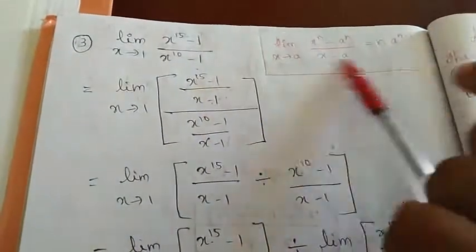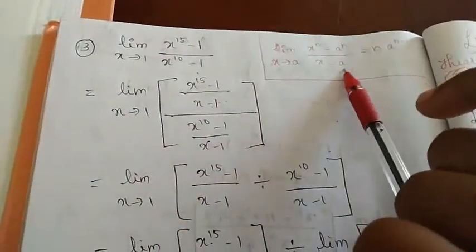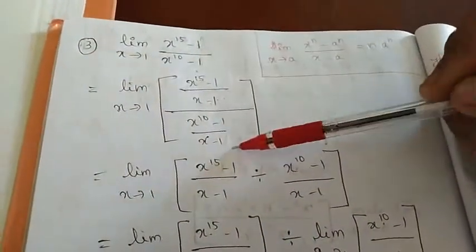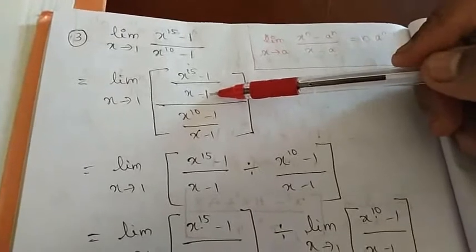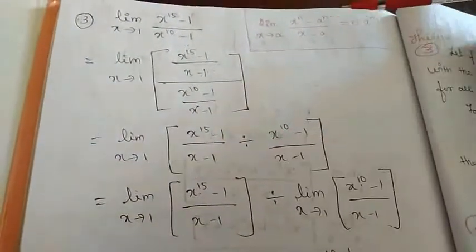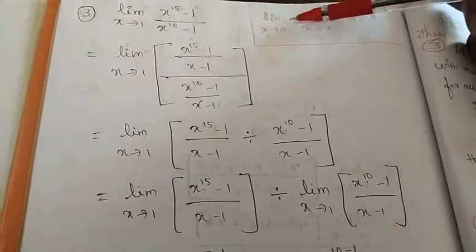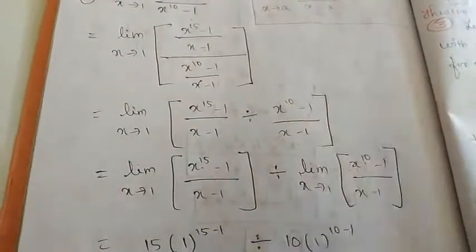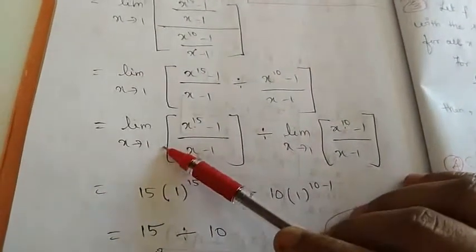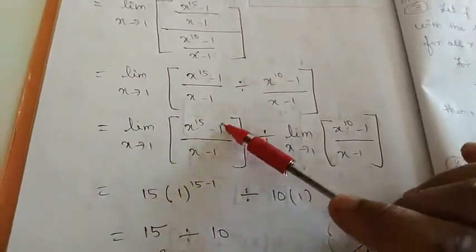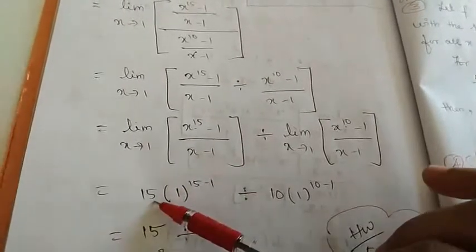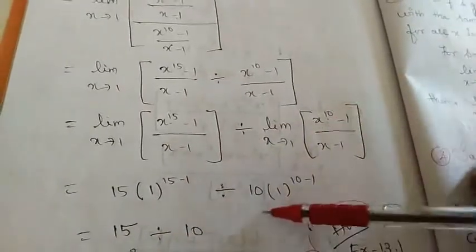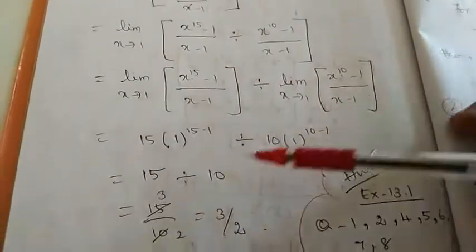So in order to apply this result, we should have x minus a in the denominator. So we are going to divide both the numerator and the denominator by x minus 1, right? So now we got this result. We can apply this now. So limit x tends to 1, this divided by limit x tends to 1, this. Now limit x tends to a, x power n minus a power n divided by x minus a is nothing but n into a power n minus 1. So 15 into 1 power 15 minus 1. Similarly, this is 10 into 1 power 10 minus 1. So we got the answer.